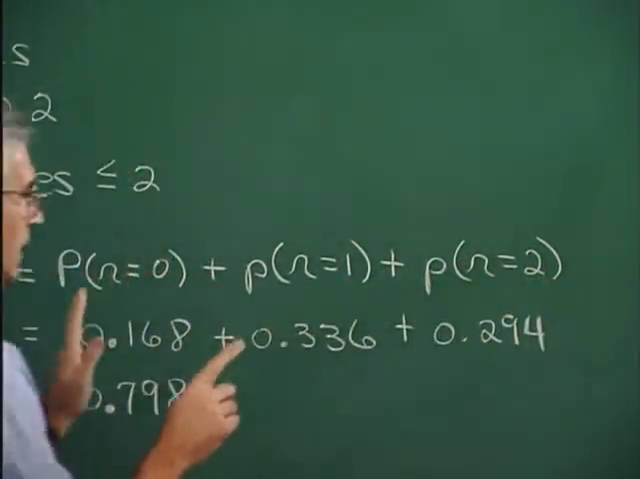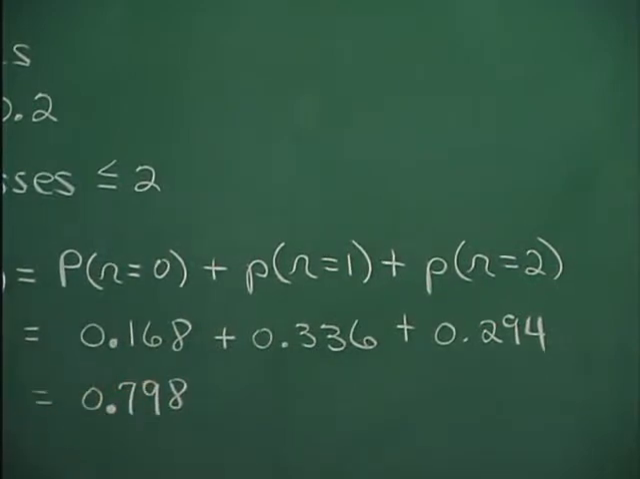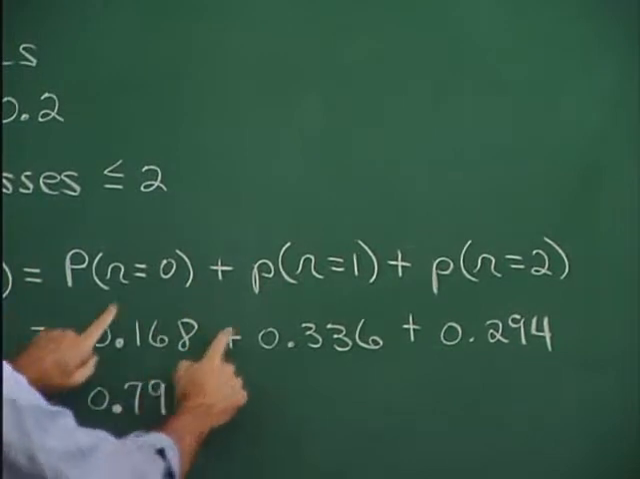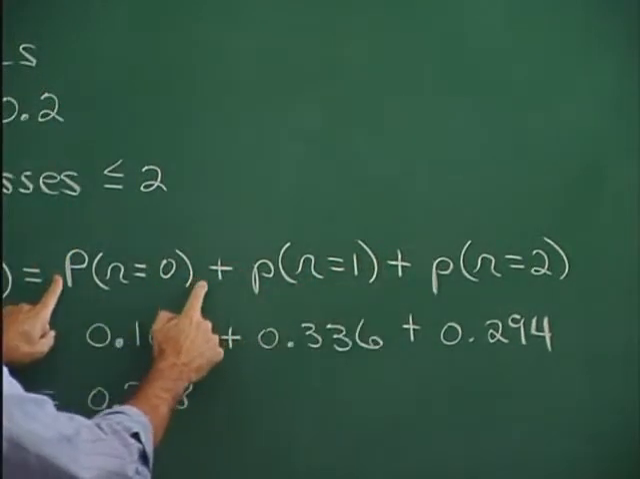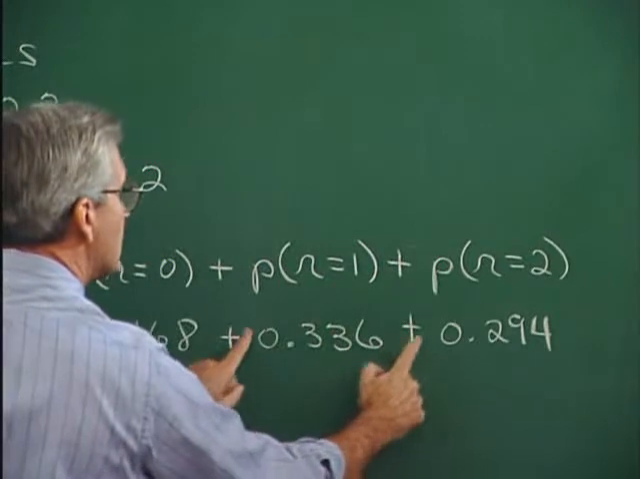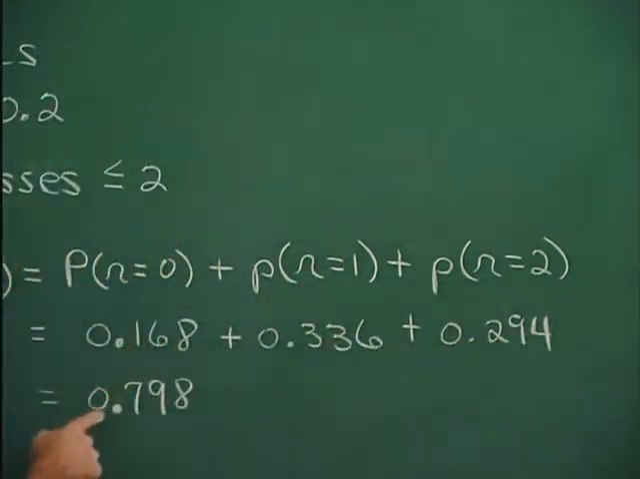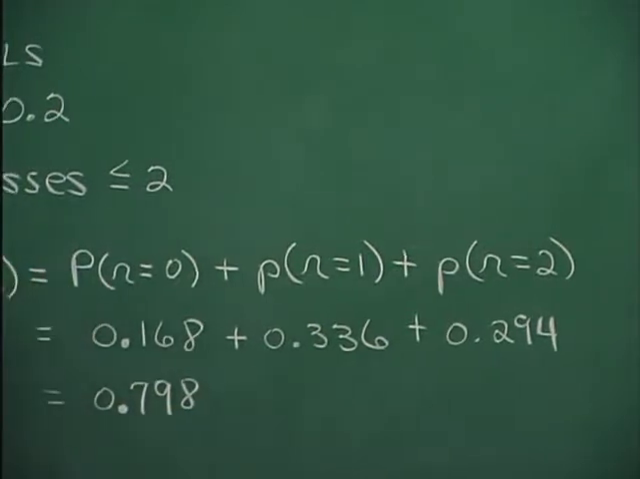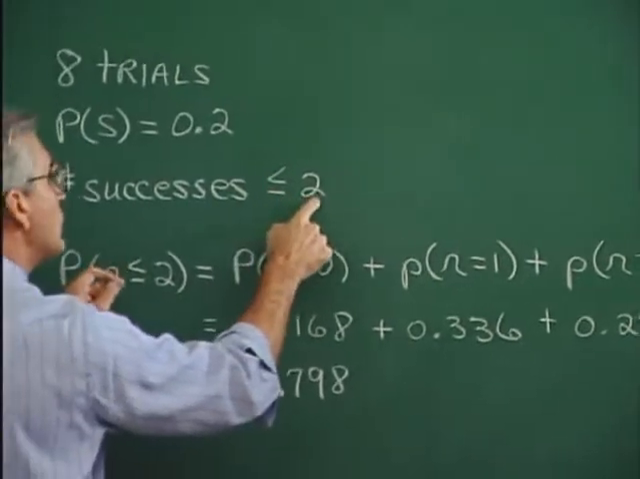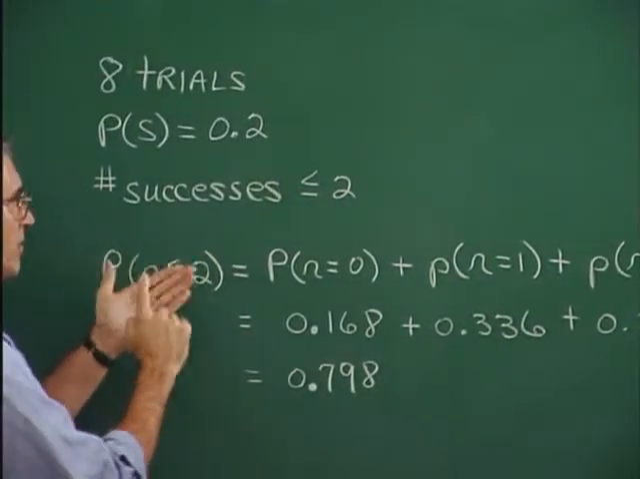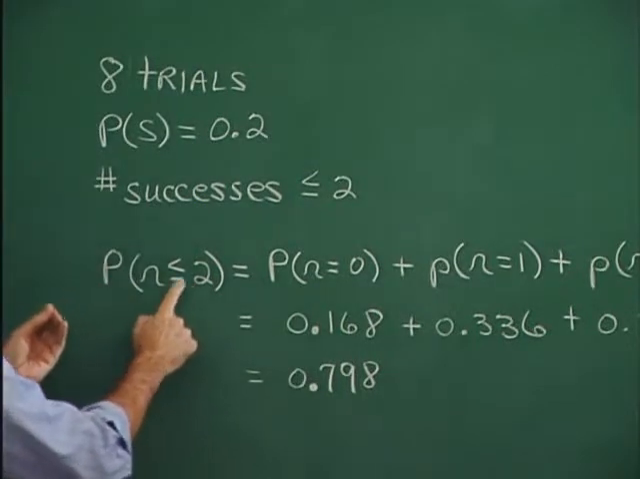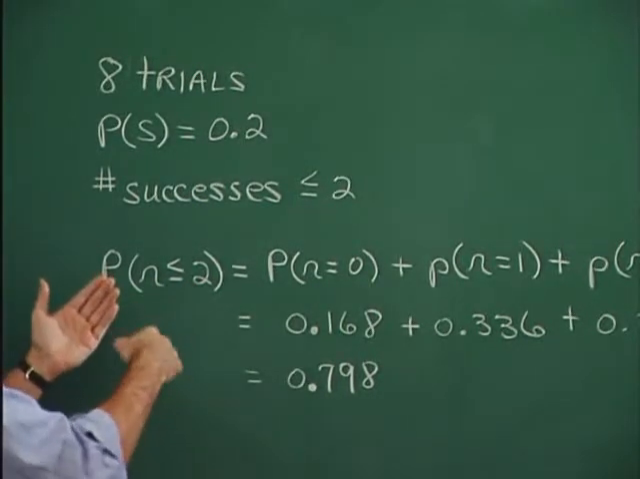Now I'll tell you, and we'll look at the table and the calculator in just a second, that the values we're going to find in the table are these for 0 successes, 1 success, and 2 successes, and the total is going to be 0.798. But we want to understand that talking about less than or equal to 2 means that we add the probabilities of R being 0, 1, and 2.